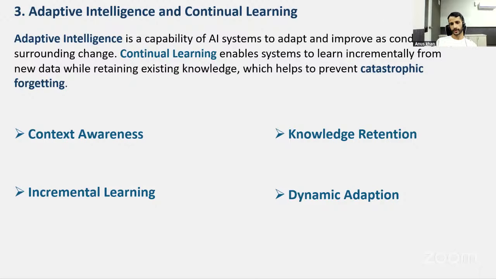Knowledge retention is also very essential. As I mentioned earlier, our model should be able to retain existing knowledge when it learns from new data. Incremental learning is also very essential. Our model should be able to learn incrementally from a small bunch of data rather than from a huge bunch of data from the initial stage. Dynamic adaptation plays a significant role because it helps AI models adapt to new changes quickly and make decisions accordingly in real time.